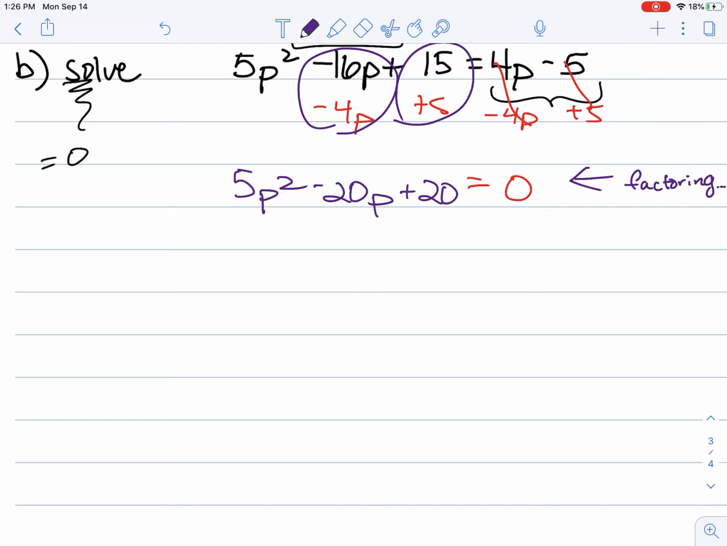And I'm going to let you do that on your own, because once we all know how to factor and set it equal to 0, now you can do that.